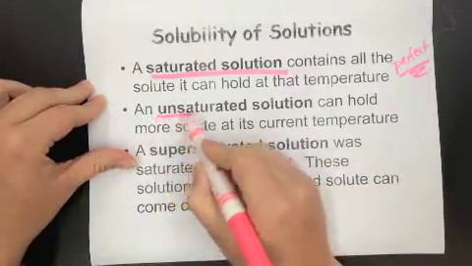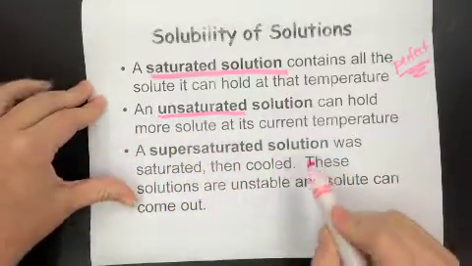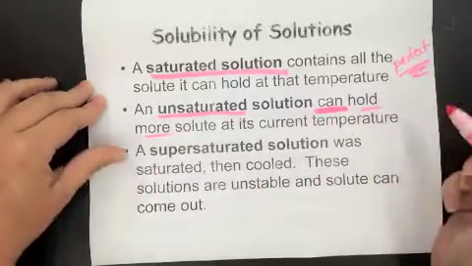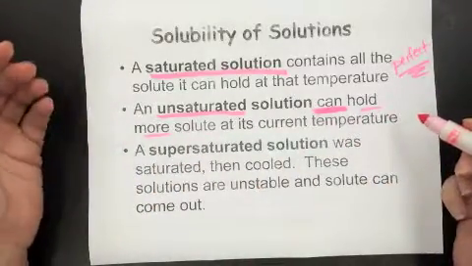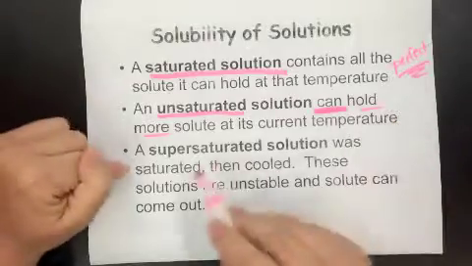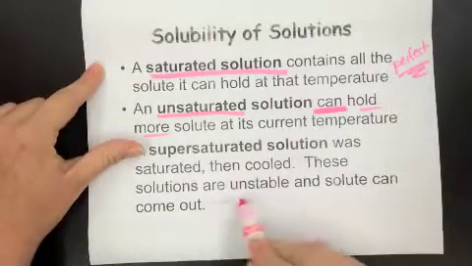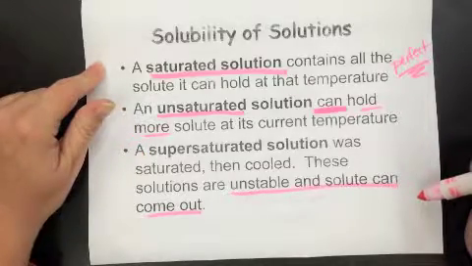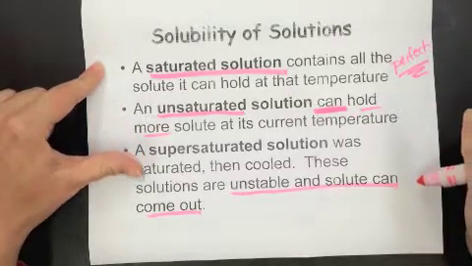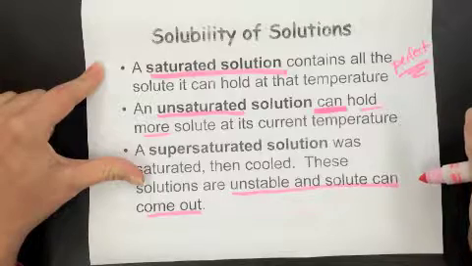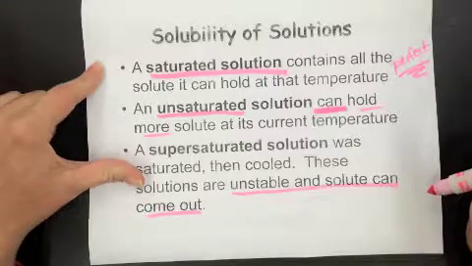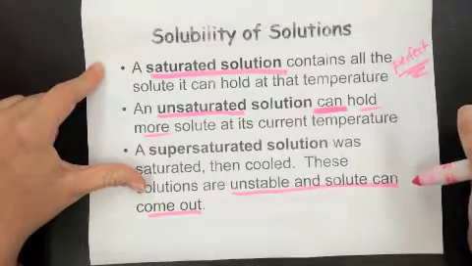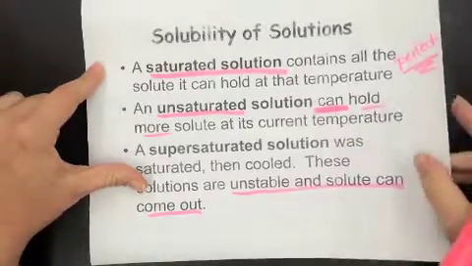So unsaturated means not saturated. This means it can hold more. Okay, so you could add more if you want, it will still dissolve. Supersaturated means that it's unstable and solute can come out. So this is like having a glass of sweet tea cold and you try to add more sugar to it and all the sugar goes to the bottom. Even after stirring, it's still there. This is a supersaturated solution. You have solute at the bottom.